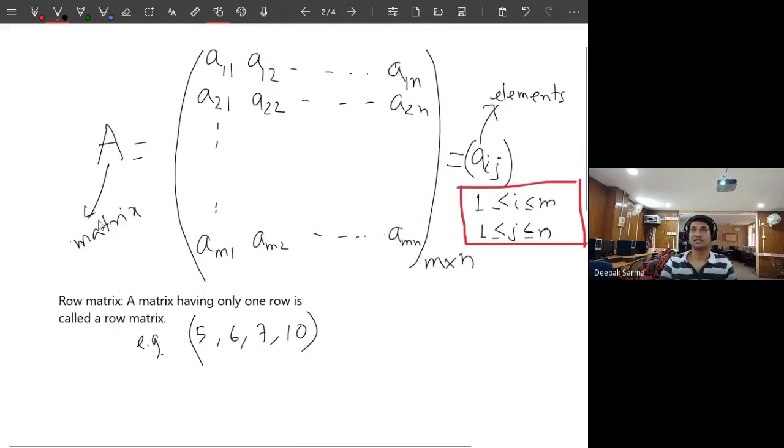So if I look at this structure, that is Aij element, the matrix is capital A, and i and j vary from 1 to n and 1 to n, and the order is n by n. So what is a row matrix in these terms?